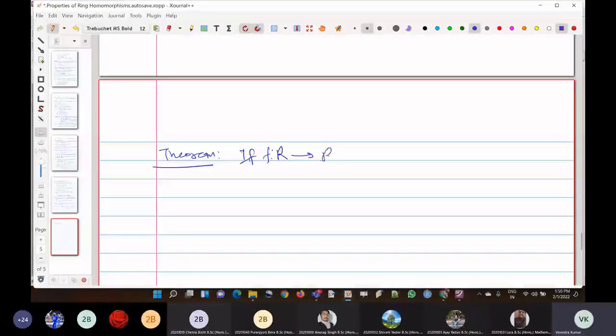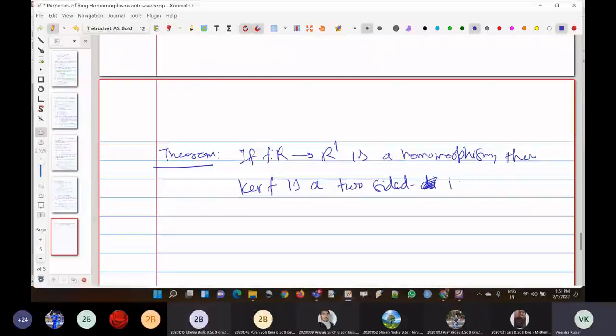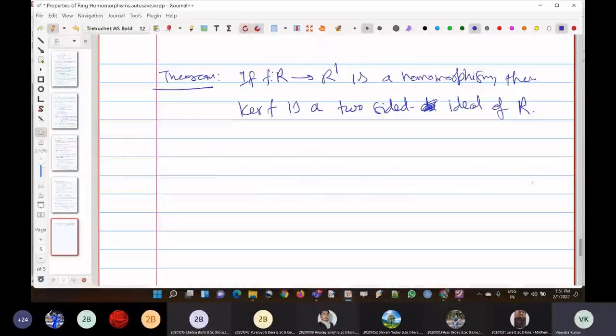If f from R to R dash is a homomorphism, then the kernel of f is a two-sided ideal of what? R. Okay, this is an interesting result. So let us see the proof.